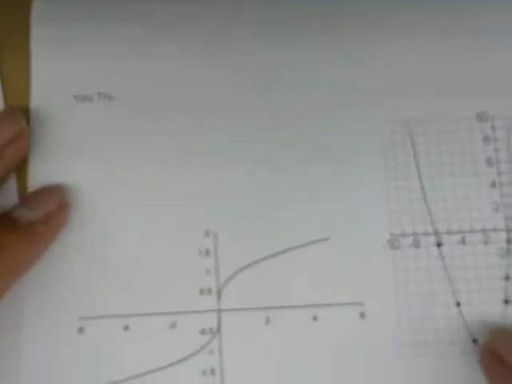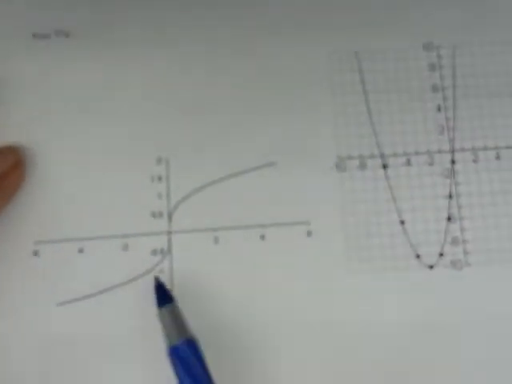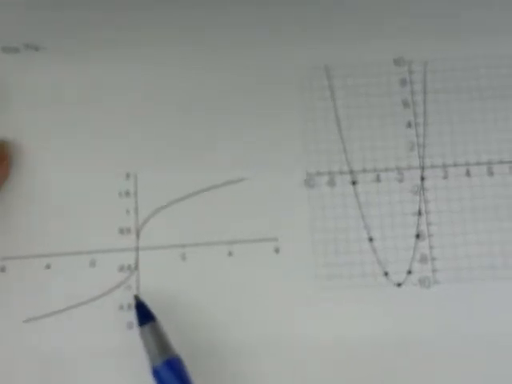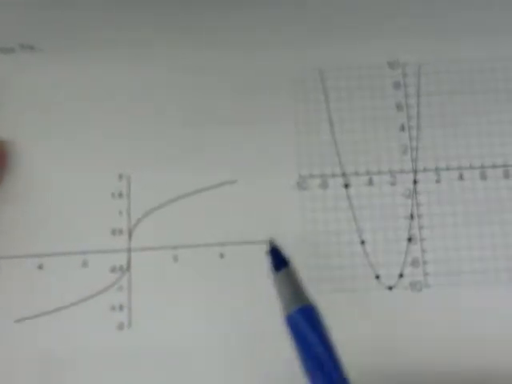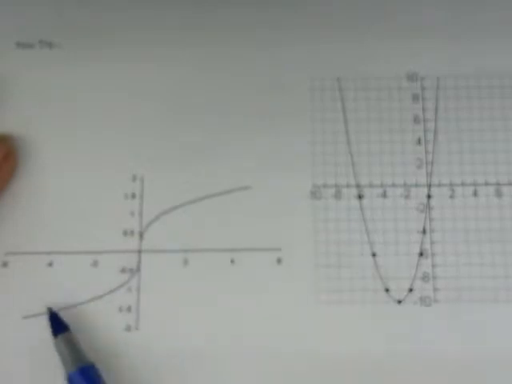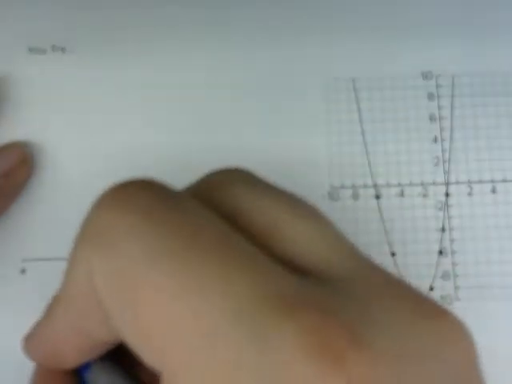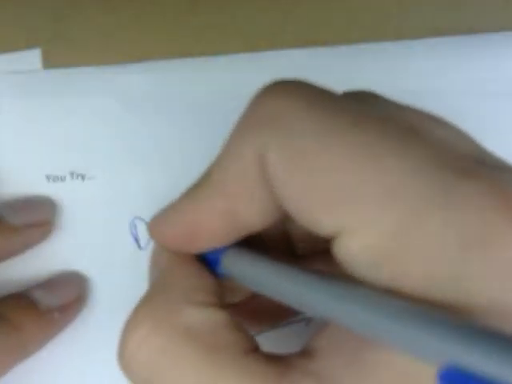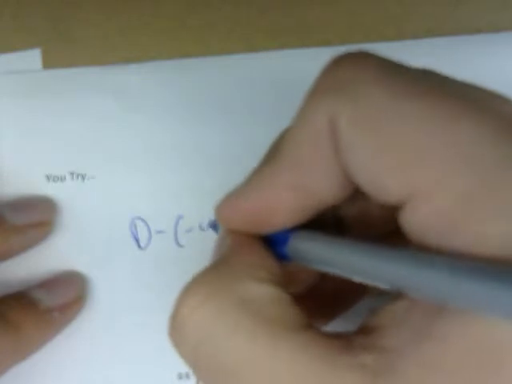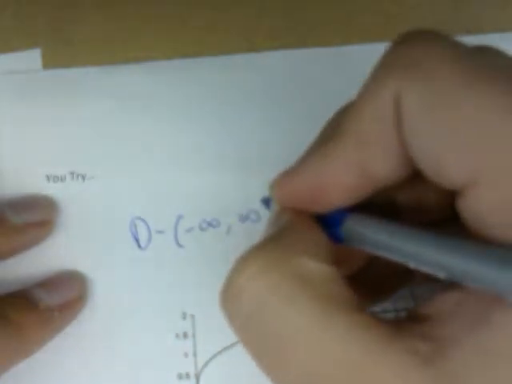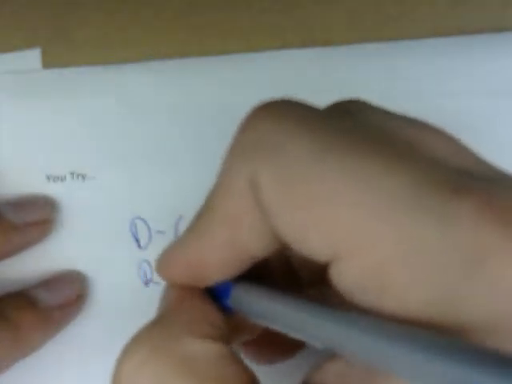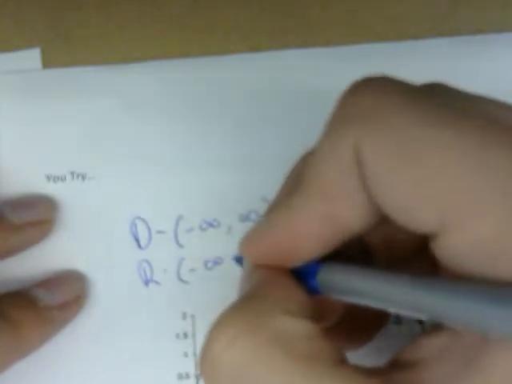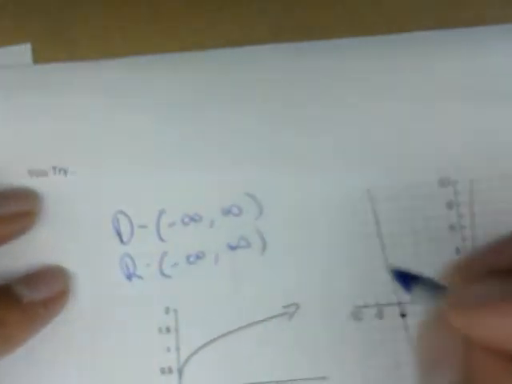So right now, stop the video, see if you can name these two. Okay. Let's look at this one. So this one looks like it's going down forever. This one's going up forever, and essentially it's going left and right forever. So just like the line, domain, negative infinity to positive infinity, range, negative infinity to positive infinity.